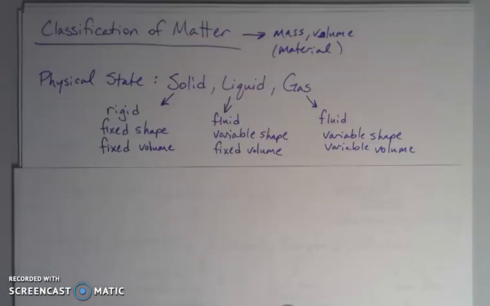We say that solids are rigid, right? They have a fixed shape, meaning unchanging. It has a fixed volume, so it takes up the same amount of space. Liquids are more fluid, so they have a variable shape. They take the shape of the container that they're in, but they always take up the same amount of space.